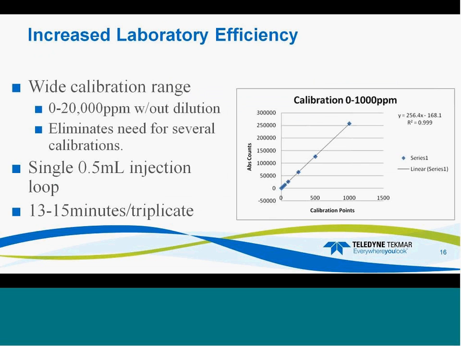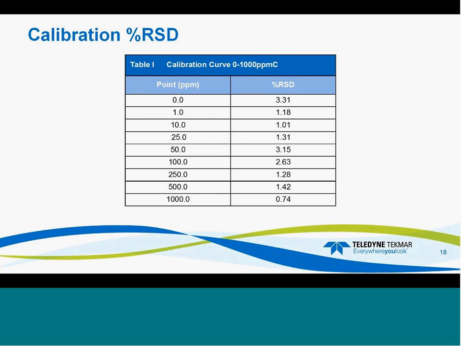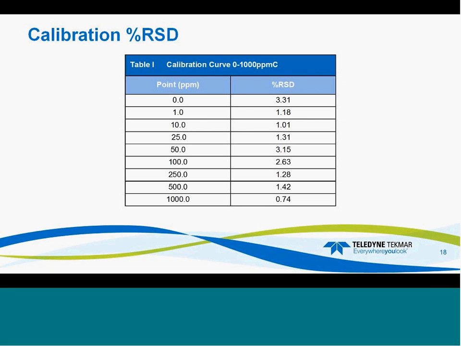Calibration from 0 to 1,000. So here's the 0 to 1,000 curve with their RSDs. And here's 0 to 20,000 with the RSD. So I know several laboratories that need to run higher samples and lower samples, and this can be done with one calibration.